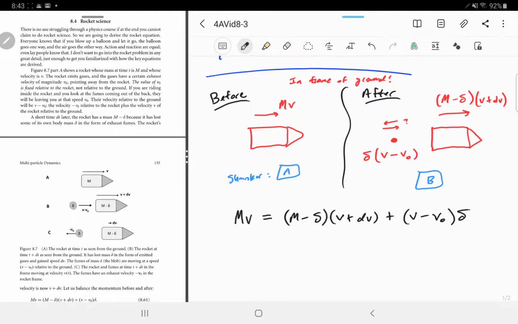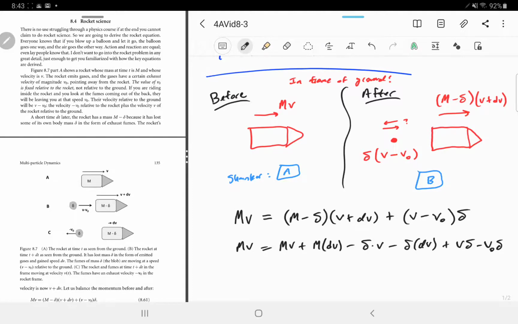So let's expand out the stuff on the right. So we get mv equals... let's see, there's 4 terms just for this, right? So let's write down those 4. mv plus m times dv minus delta times v minus delta times dv. So those are those 4 terms. Plus v times delta minus v naught times delta.